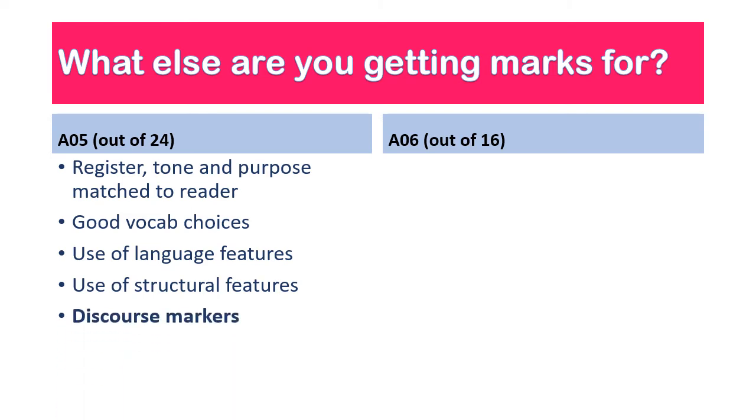And then lastly for AO5, discourse markers. Again, these are things that people naturally use, but they are specifically referred to in the mark scheme. So a discourse marker is words like firstly, secondly, however, on the other hand, the kind of words we typically see at the start of paragraphs, and they just make your writing feel a little bit more linked and cohesive. So yeah, use some of those in your writing too.